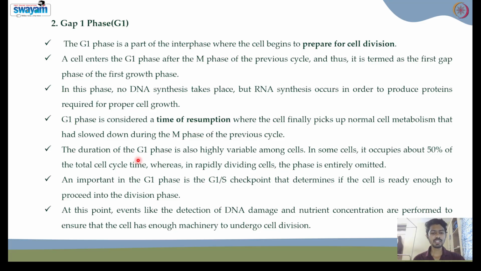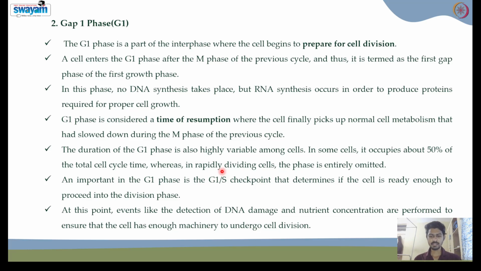And the duration of the G1 phase is highly variable among the cells. In some cells, it can occupy 50% of the total cell cycle time because it is a preparatory stage, right? So some cells take more time, some cells take less time. Whereas in rapidly dividing cells, the phase is entirely omitted. And important in the G1 phase is the G1/S checkpoint, where it checks if the cell is ready enough to proceed into the next phase called S phase.